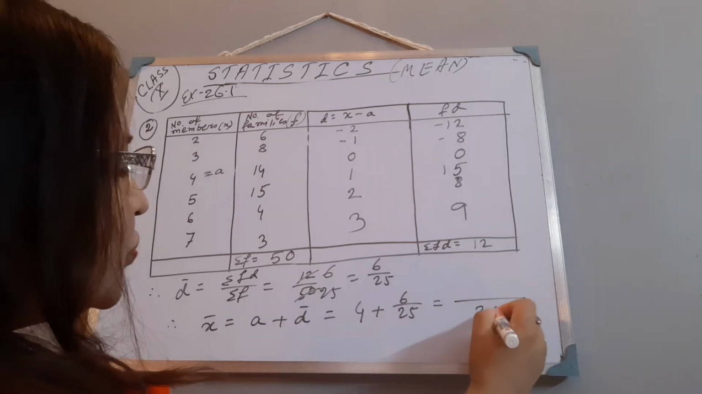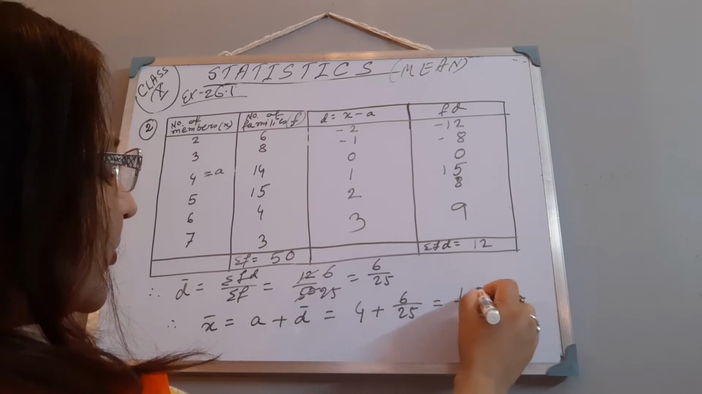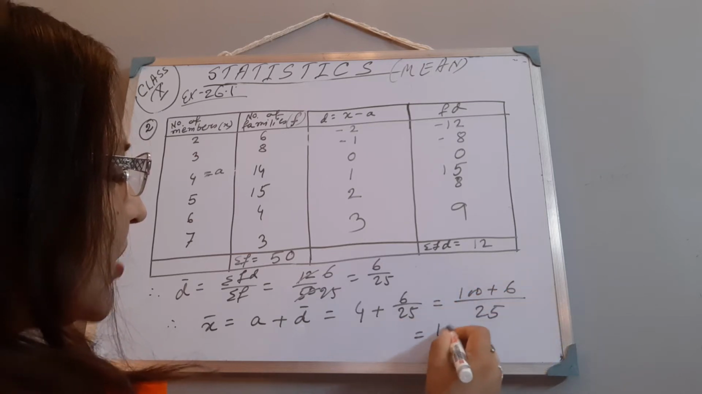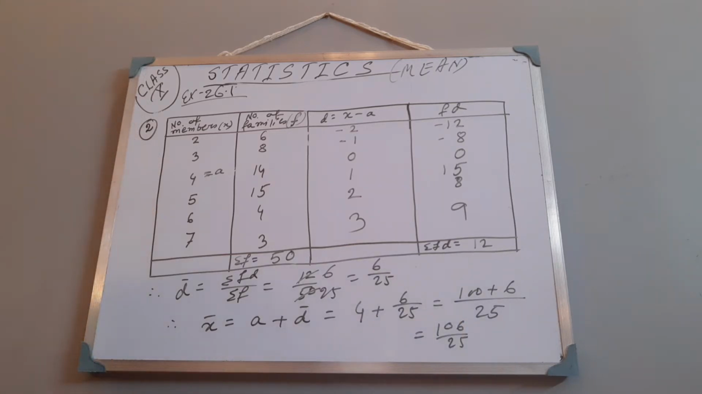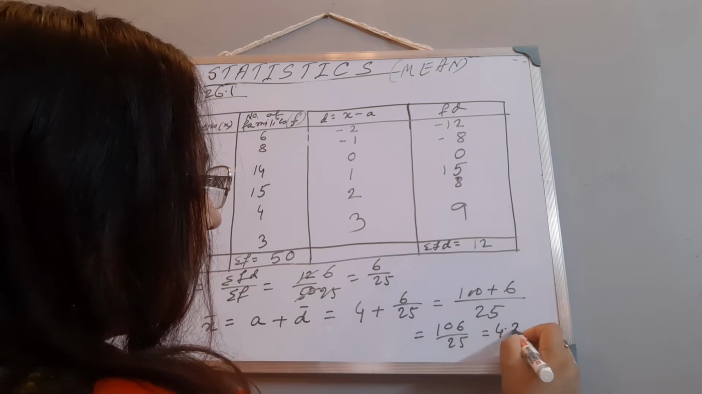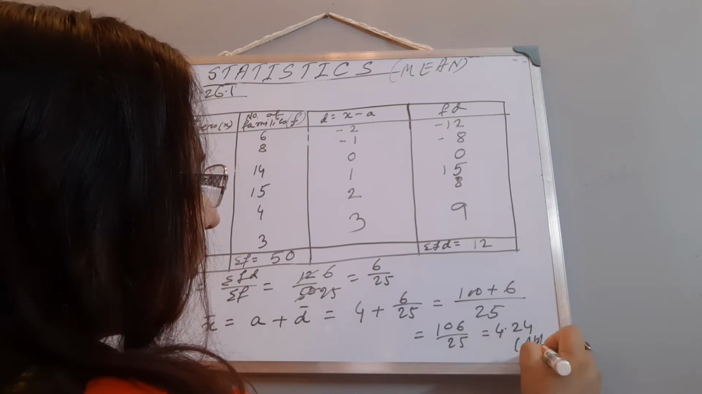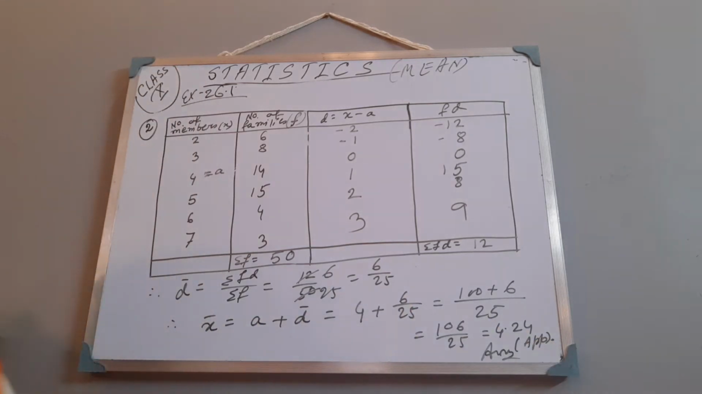Now just do the calculation part. 4 twenty-fives are 100. It's coming 100 plus 6, so 106 by 25. 106 by 25 gives us 4.24. This is the approximate answer. 4.24 approximately. This is the answer. Next, sum number 3. See the board. If there is any doubt, I think everything is clear to you.